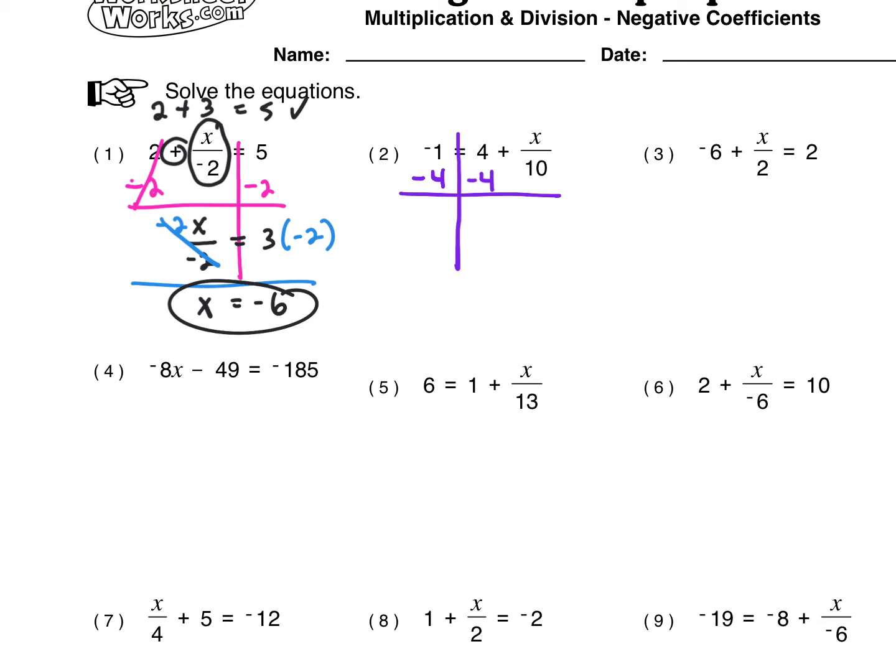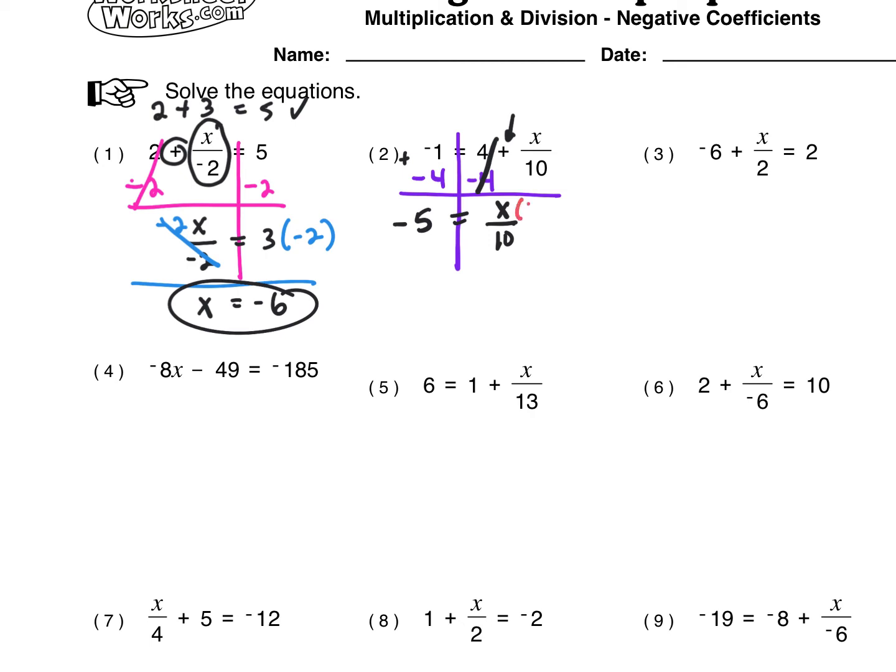-1 minus 4, or we could look at this as -1 plus -4, would give us a -5. The whole reason we did this was to eliminate the 4's, and I now have x divided by 10. There's a plus sign in front, so that allows me to write this as a positive x divided by 10. I'm still going to start on the side with a variable. That tells me what to do, x divided by 10. The opposite of dividing by 10 would be to multiply by 10.